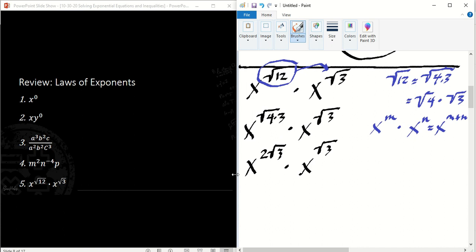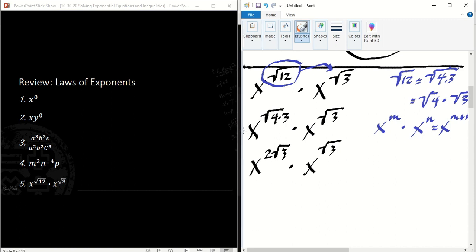So, now, we will copy the same x. Ito yung mga answers natin. Equal x. So, 2 square root of 3 plus square root of 3.